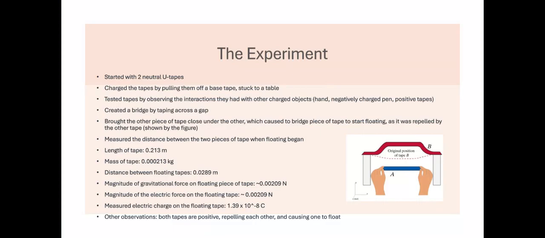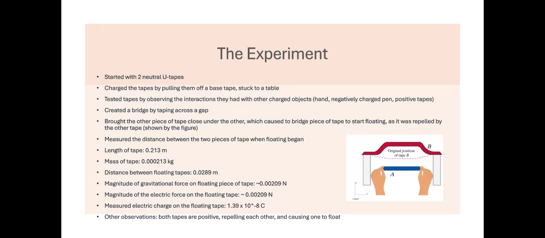So for the experiment, I started with 2 neutral tapes, and then I charged the tapes by pulling them off of a base tape, which is a piece of tape stuck to a table. I tested the tapes, as I said earlier, to make sure that they are both charged positively. Then I created the bridge by taking one of the pieces of tape and taping it over a gap, and then I brought the other piece of tape close under the other one, which caused the piece of tape on top to start floating as it was repelled by the other piece of tape. This is shown in the figure to the right.